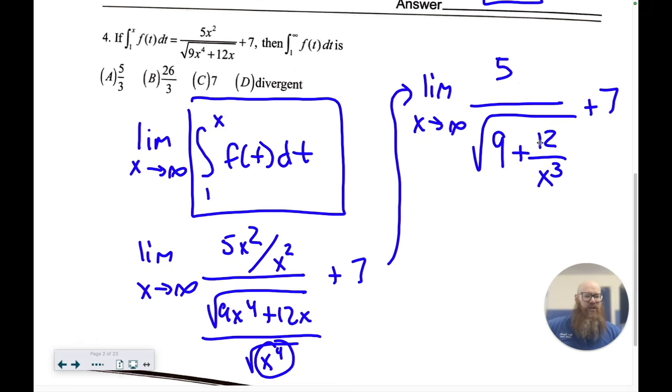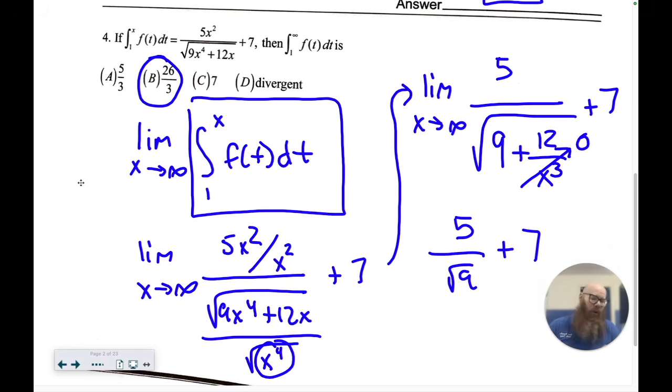So then when I take the limit as x goes to infinity, all the constants are themselves, and something like this, 12 over infinity, goes to 0. So I just end up with 5 over root 9 plus 7. Again, this is where I would stop. This is 5 thirds plus 7, which is 26 thirds, because it's 21 thirds plus 5 thirds. And that's it. So again, get into the habit of stopping the problem a little bit early on these MCQs, just algebraically, once you've done all the calculus, and then figure out the answer from there without having to write it all out. It spends a couple extra seconds, but per problem that can add up.